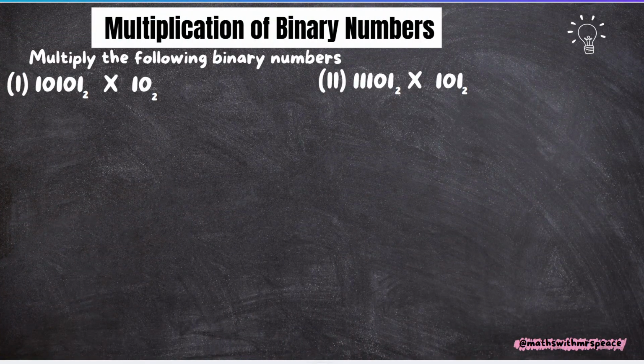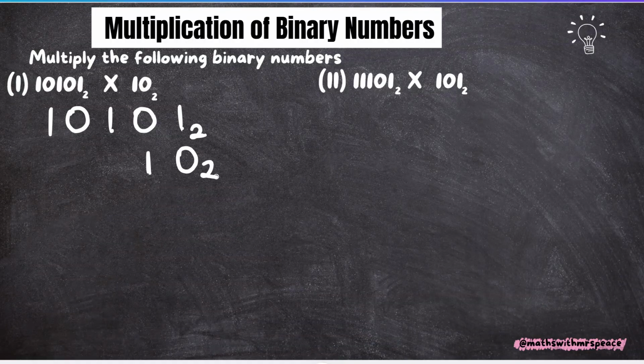Multiplication of binary numbers can be done in two ways. The first method is to multiply directly. To do that, I'm going to write out the numbers 1, 0, 1, 0, 1 in base 2. We multiply by 1, 0 in base 2. I'm going to put the multiplication sign here. We're going to perform this multiplication in the same way we multiply our ordinary numbers in base 10.